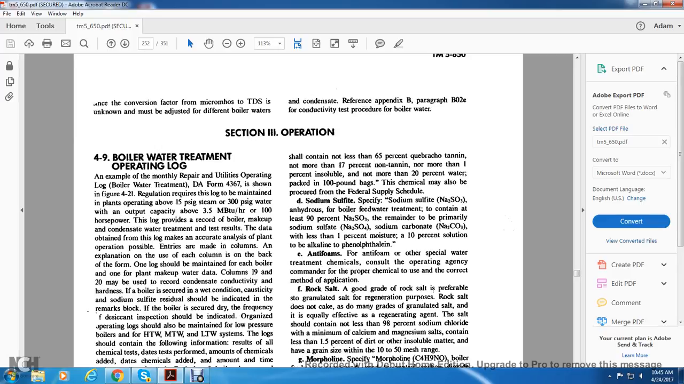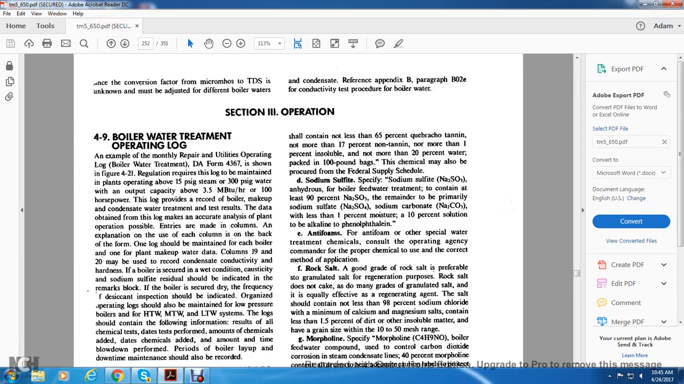100 horsepower. The log provides a record of boiler makeup water, condensate, and water treatment, with the test results. The data obtained in the log makes accurate analysis of the plant operation possible. Entries are made in the columns, with an explanation underneath each column on the back of the form. The log should be maintained for each boiler plant.